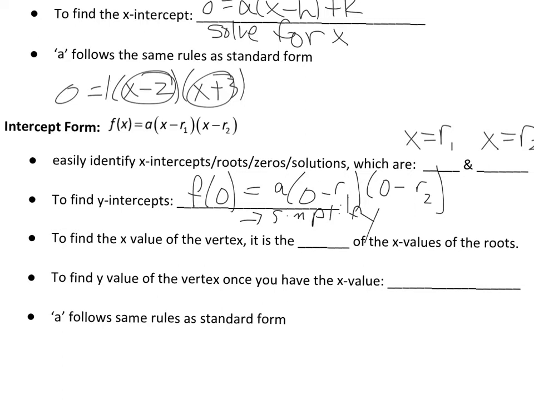Hopefully it'll improve. To find the x value of the vertex, we're going to explore this more, but let's say we have a parabola right here, and here's our vertex, and here are the roots. What we find for any parabola is that the x value of the vertex ends up being the midpoint of those. So in order to find the x value of the vertex, we take r sub 1 plus r sub 2 and divide by 2.